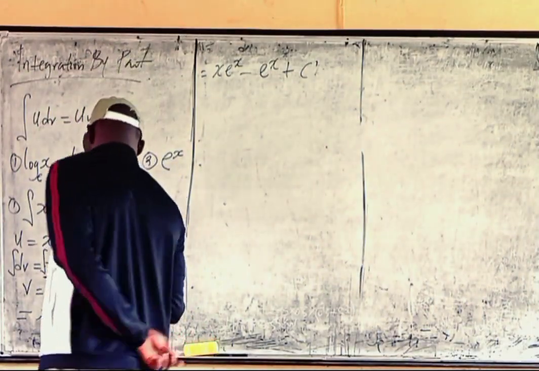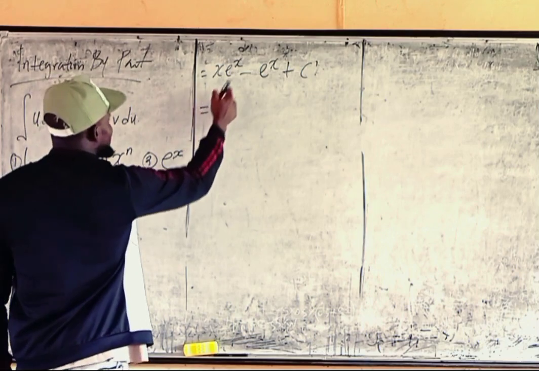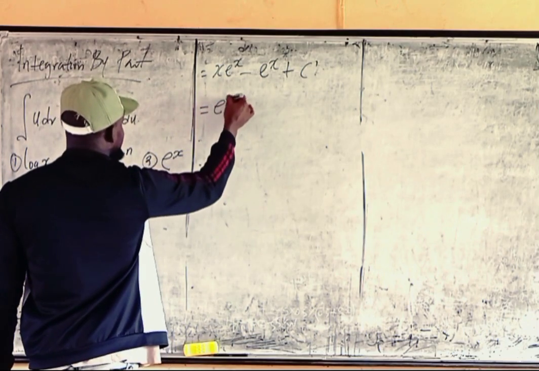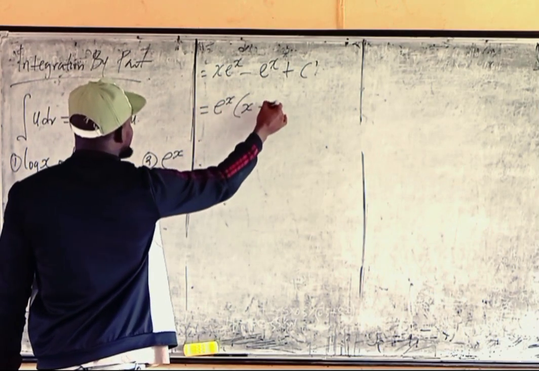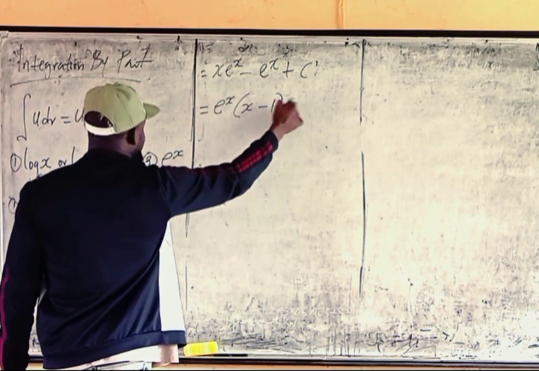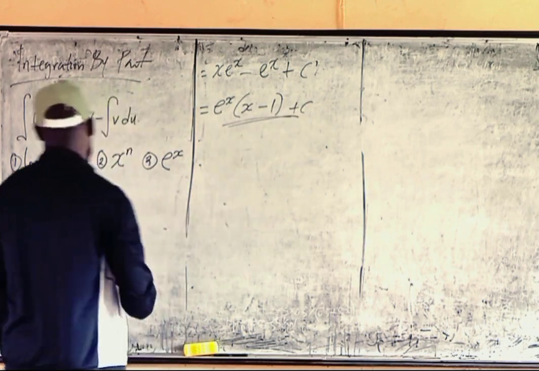So the next thing, let's check. e^x is common to both terms. I'm moving it out, x will be left here, and then minus 1. So plus c. This will be the final answer.